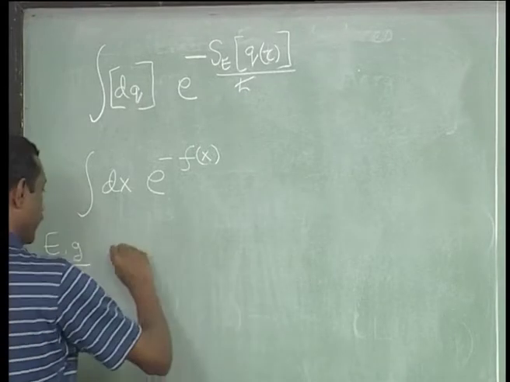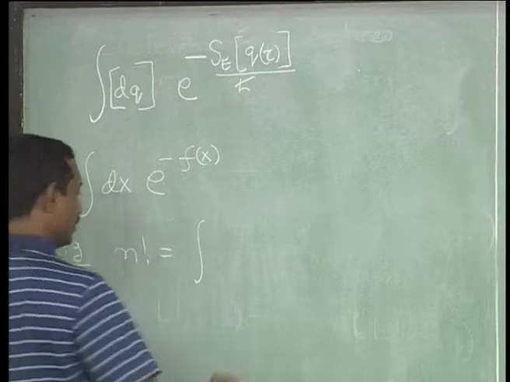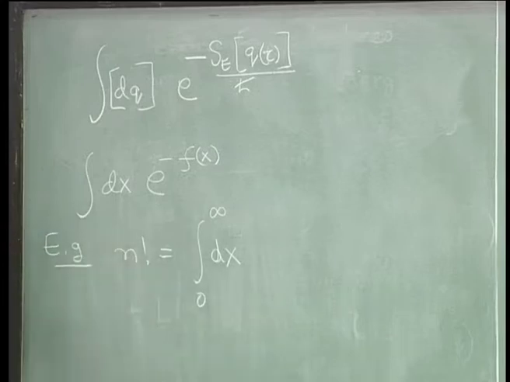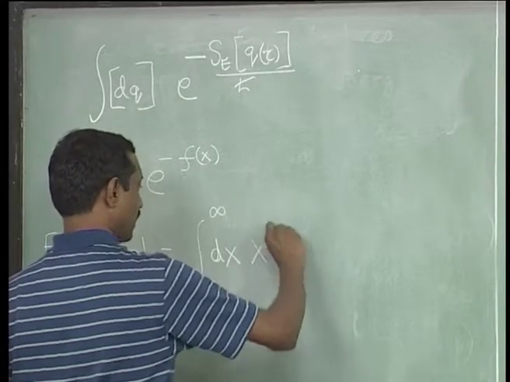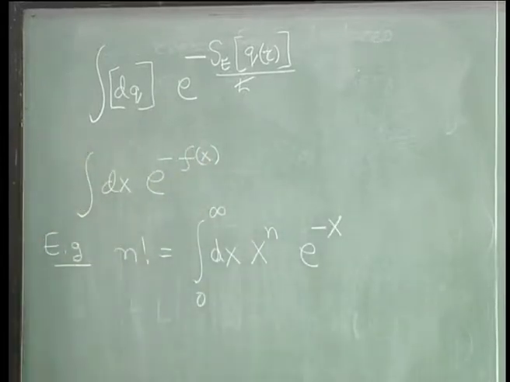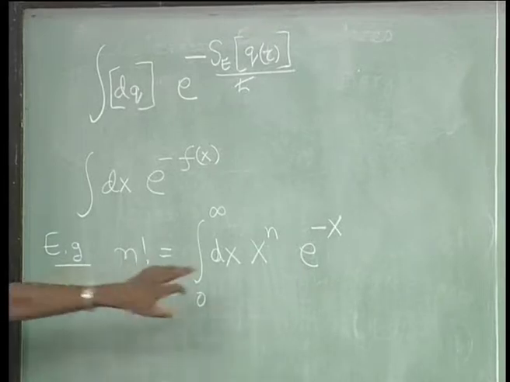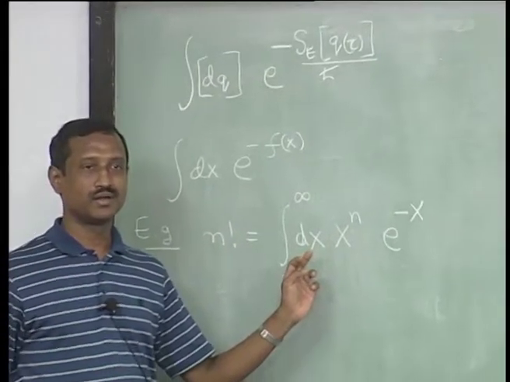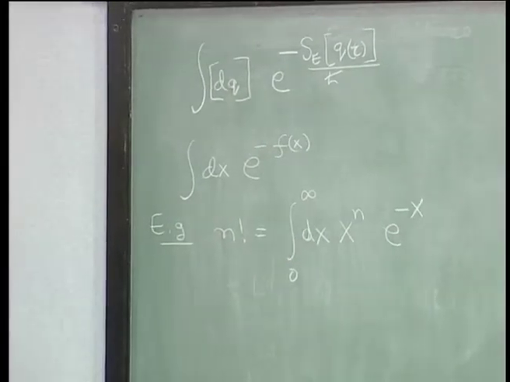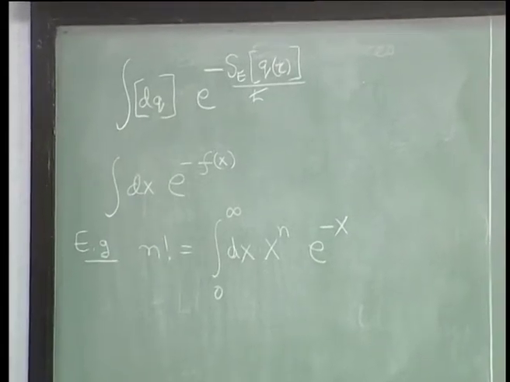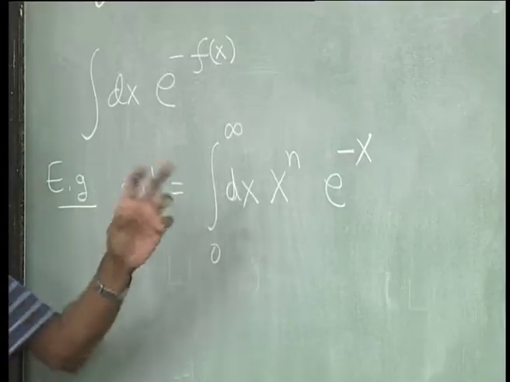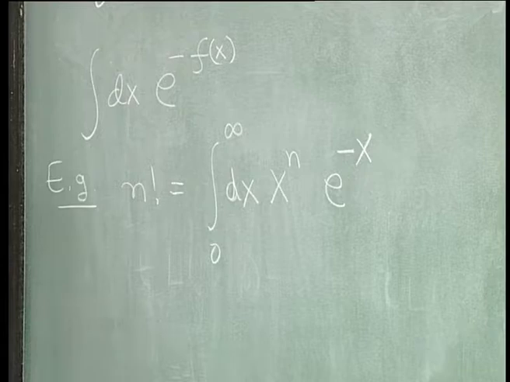So n factorial is equal to the integral dx from, in this case, 0 to infinity, x power n e power minus x. Is it x power n or n plus 1? I never remember this. It's right, okay, I just got lucky. So I can make it look like this. For my purposes, n and n plus 1 will not matter. So it's an example of this sort of an integral.